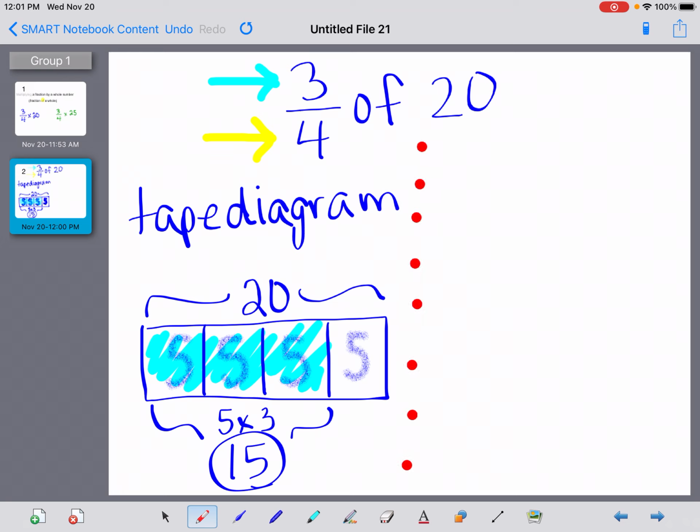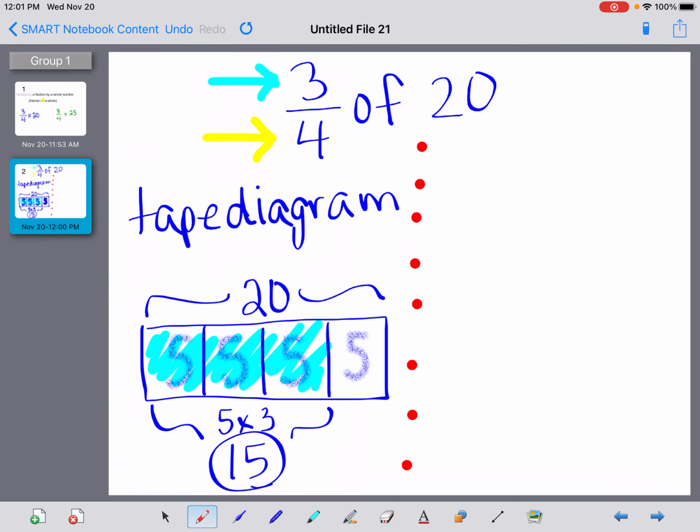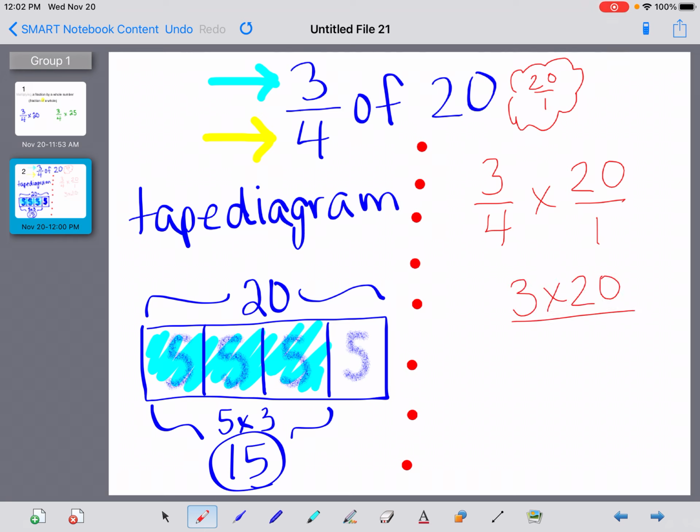Another way to solve this problem would be using computation. We know that anytime we have a whole number, we can turn it into a fraction. Let's make our little thought bubble by putting it over the number 1, because 20 divided by 1 is just 20. So I know that I could also say 3/4 times 20 over 1. Most of the time, we just go ahead and write that like this, because we know that that 1 is not changing the 4.